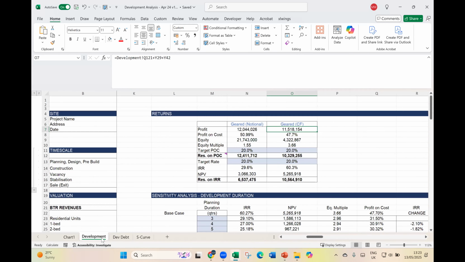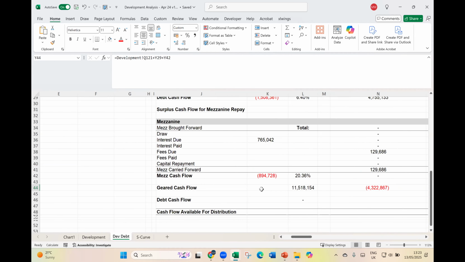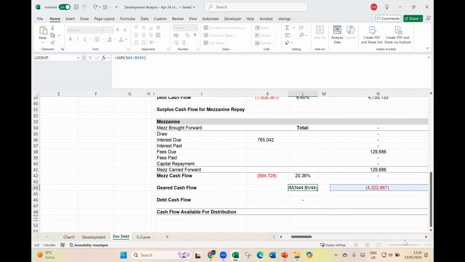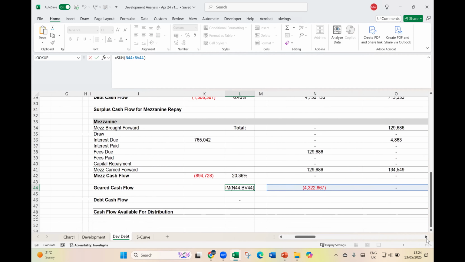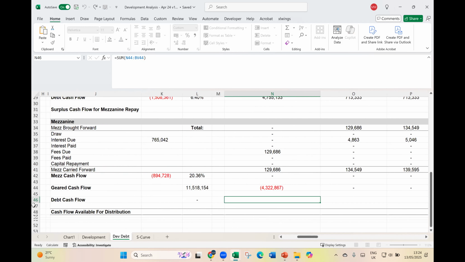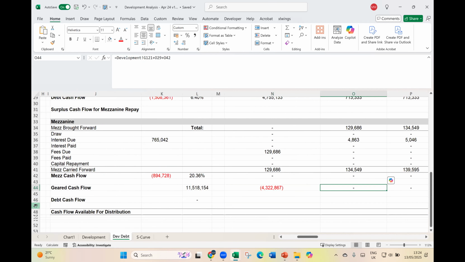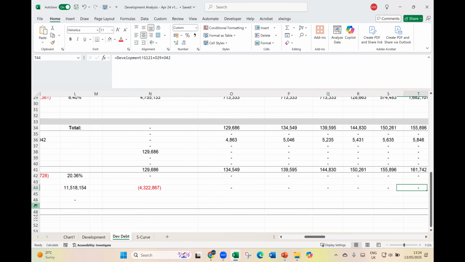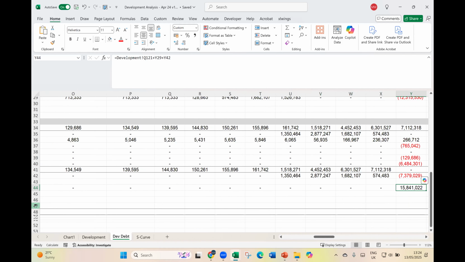In order to find the profit, all you need to do, here we're referring to the L44, but L44 probably means the sum of your cash flow. Okay, so if you sum up this cash flow, you know that this is going to be your profits. So that means that you are taking out 4 million from the 15 million. So what does it mean?